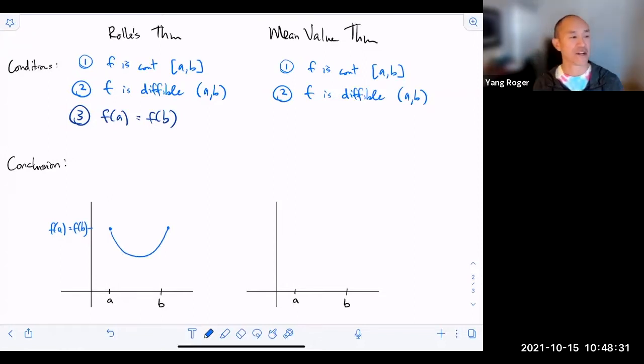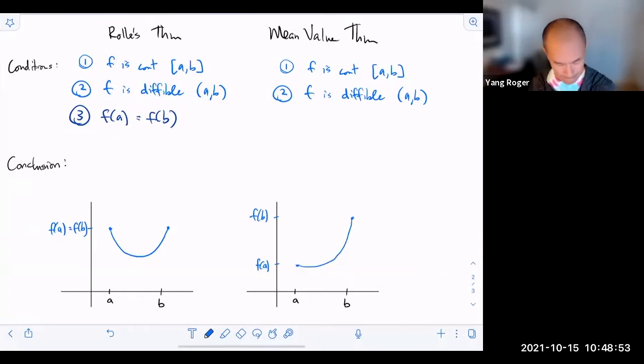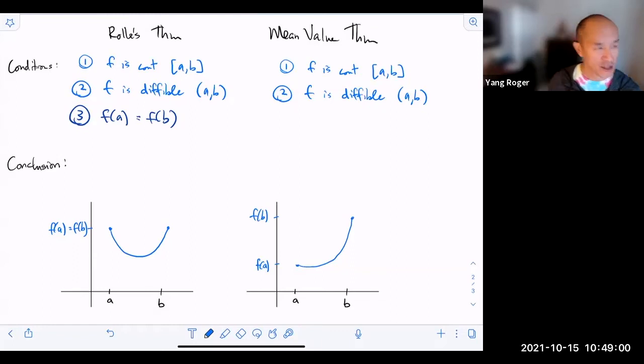Now the mean value theorem doesn't look the same way because it doesn't have this third restriction. So maybe we could put our f of a over here and our f of b over here, and then the two endpoints don't look the same. They look like this. So let me draw a curve here. Maybe this curve looks like that.